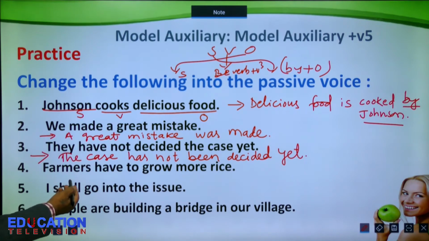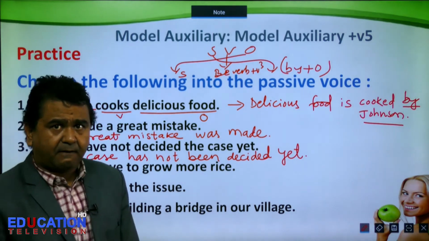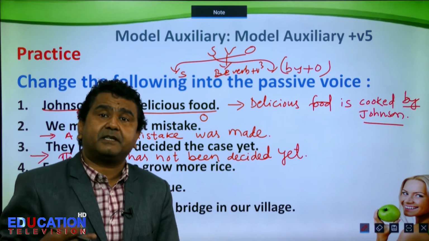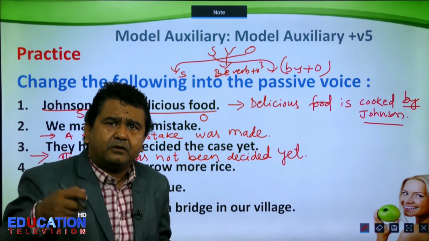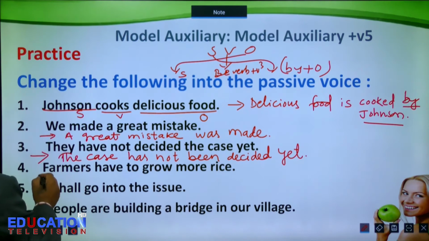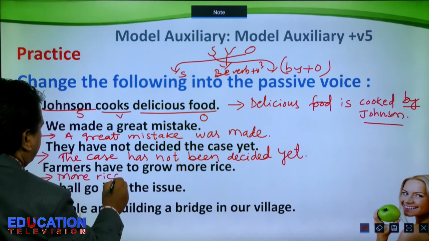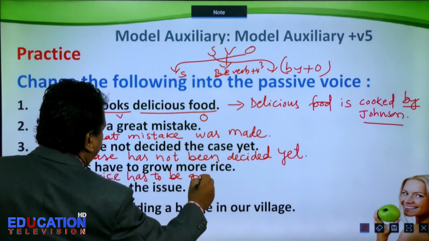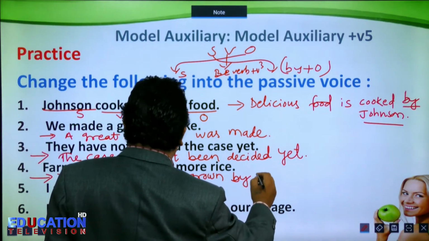Similarly, let us see the next one with to infinitive. Farmers have to grow more rice. So, which one is subject? Farmers. What's the verb? Have to grow. What to grow? More rice. So, more rice has to be here as a subject. More rice has to be grown by farmers.